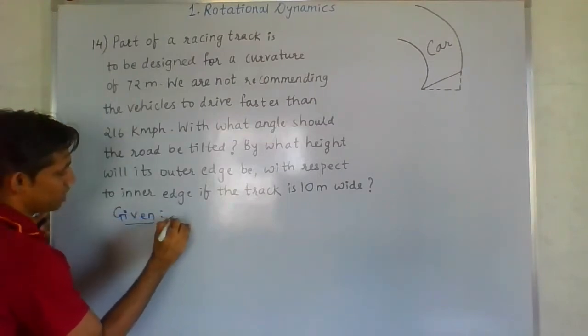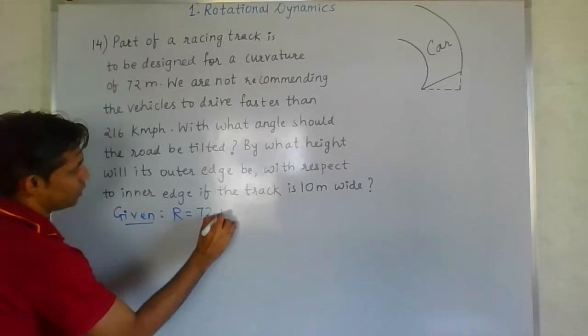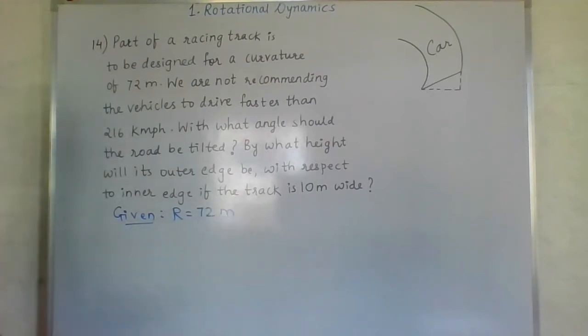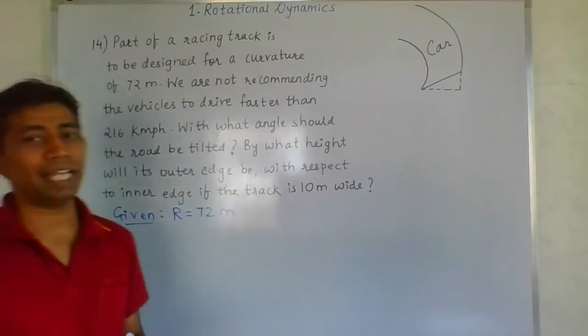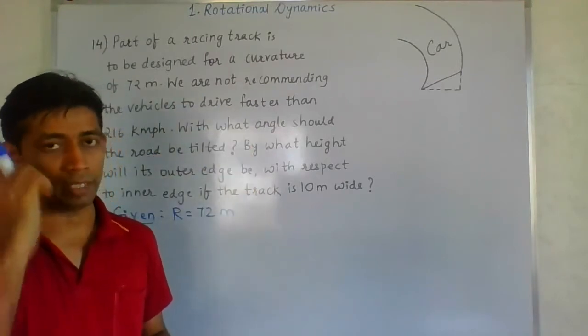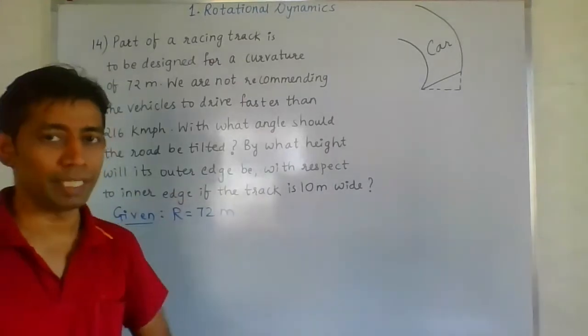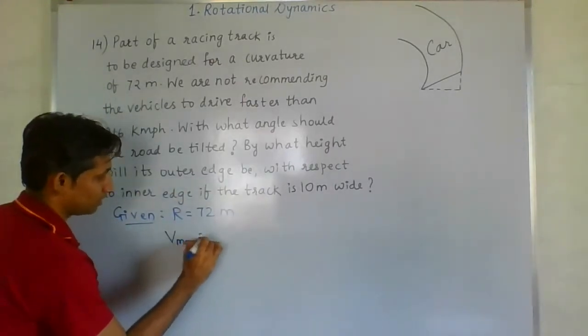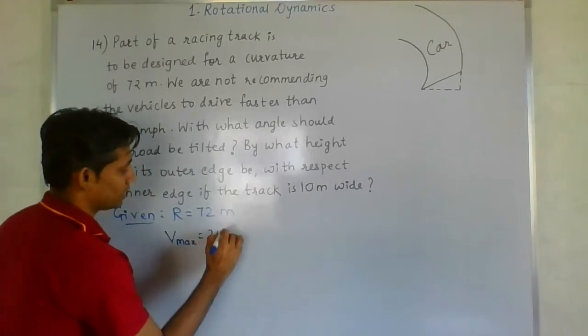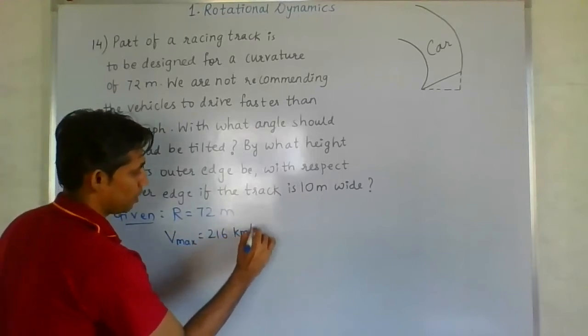Radius of curvature of the track is 72 meters. We are not recommending the vehicles to drive faster than 216 kilometer per hour. So this is the maximum speed. Okay, so I'll write this as V max is equal to 216 kilometer per hour.